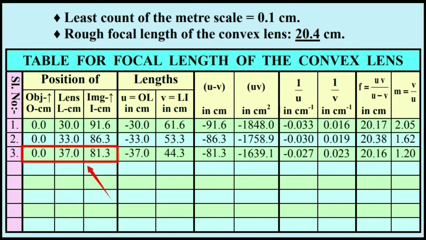Observation number 3, values are recorded where the object pin position is 0.0 centimeter, the lens position is 37 centimeter, and the image locating pin position is 81.3 centimeter. The rest of the columns have values which are calculated based on the observations taken. Let's proceed and go for the next observation.